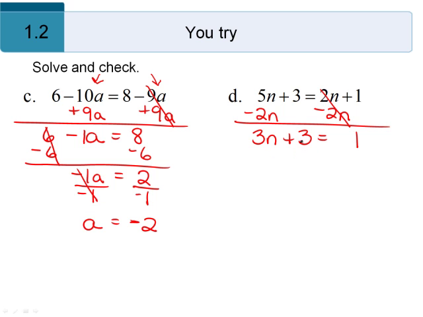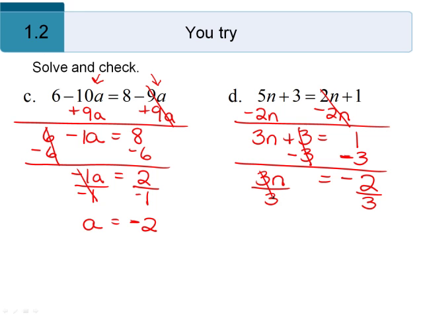Now we need to get rid of this constant because we moved the variables. Now we move the constants to the other side. So I'm going to subtract 3 from both sides. So 3n comes down. These 3's are canceled. And 1 minus 3, or 1 and negative 3, gives me negative 2. And then your last step, again, to divide. Divide by 3 on both sides. So the 3's cancel, and we have n equals negative 2/3.